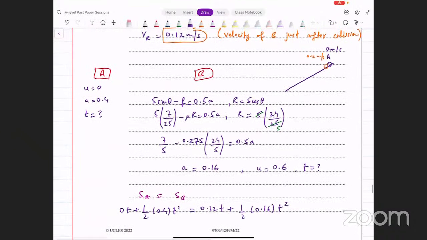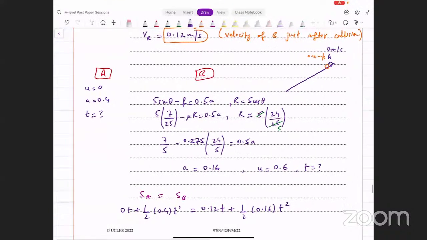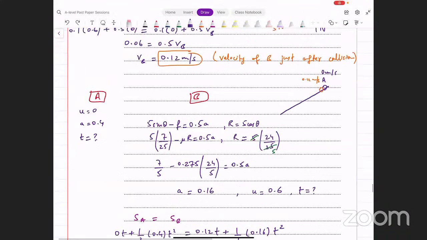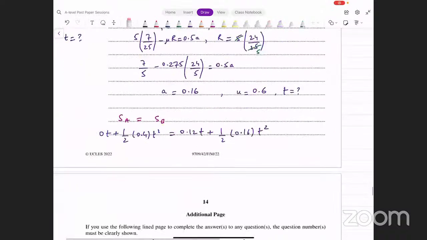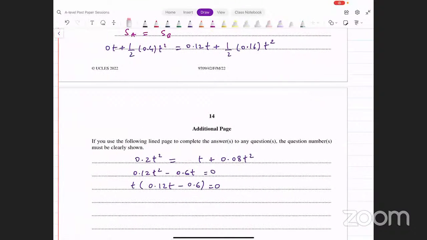(0.12t plus half into 0.16 into t square. That is fine. Yeah, so I'm sorry about that. यहाँ पे मैंने गलती से 0.06 लिख दिया था. यहाँ मैं speed जो find की थी, that was actually 0.12. So it should have been 0.12 there. इसको मैं change कर रहा हूँ यहाँ पे. This should have been 0.12t. 0.12t.